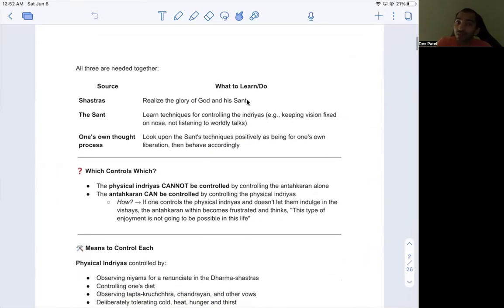Now, what controls which? What controls which? Is it the physical Indriyas? Well, yes, it is the physical Indriyas. They cannot be controlled by controlling the Andhakara alone. The Andhakara can be controlled by controlling the physical Indriyas alone.